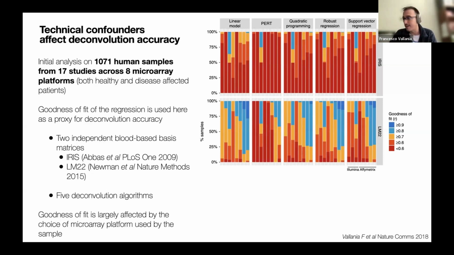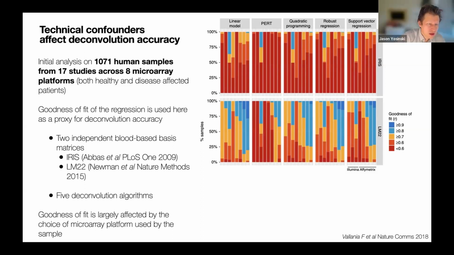And so what you would expect to see, yeah? Can you remind us what are the elements on the x-axis here? Yeah, absolutely. So on the x-axis, each group represents a different algorithm. Each plot on the rows is a different basis of parameters. Each column represents a set of samples that have been profiled with a particular microarray platform. So there's 8 of them. And the bar plot that you see there represents the fraction of samples at each accuracy level, the distribution of accuracy scores for each deconvolution experiment.